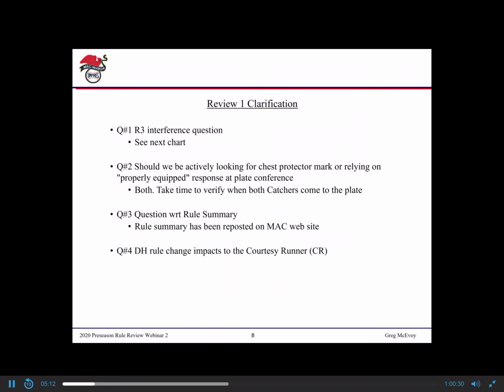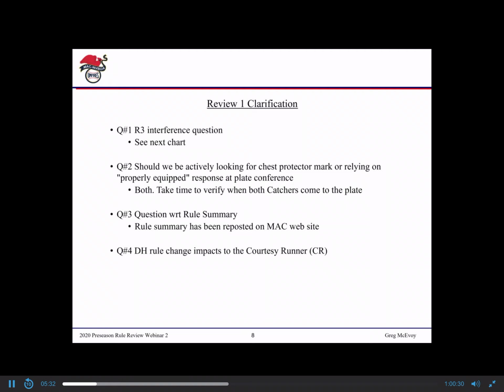Okay, so Rule 1 clarifications. We had a number of questions that came in. Norm may have sent out emails that address some of these, but I wanted to include them here. There was a question regarding a test question on interference. I'll show that in the next chart.